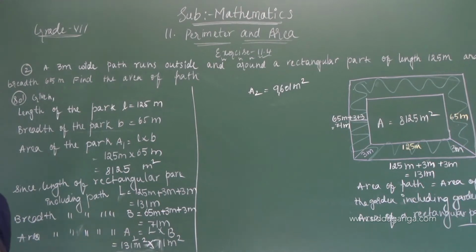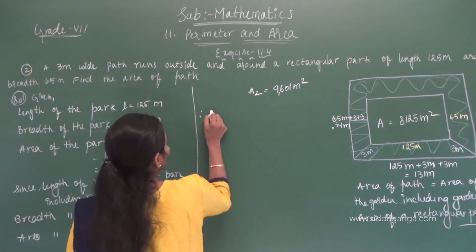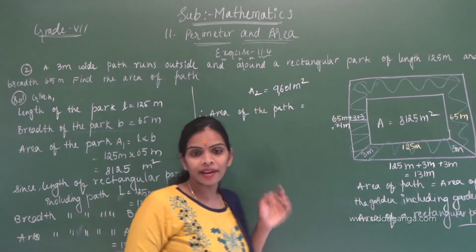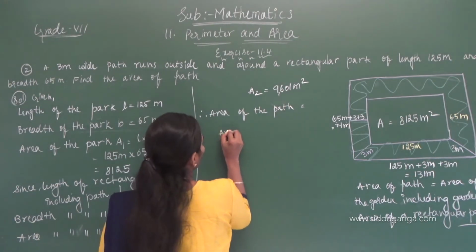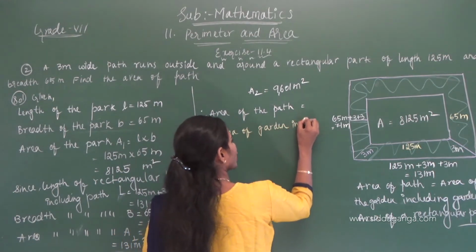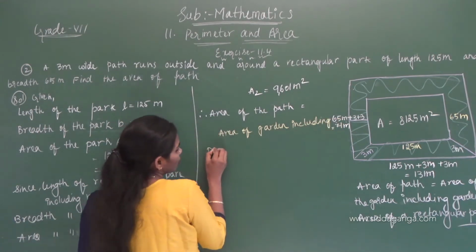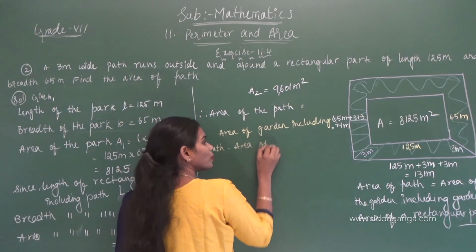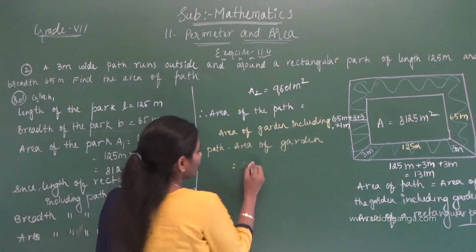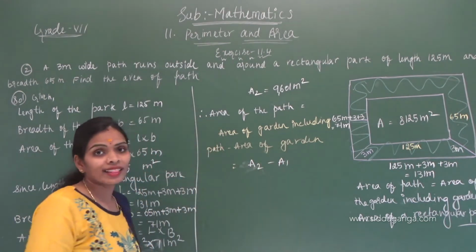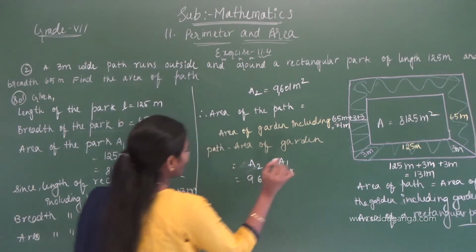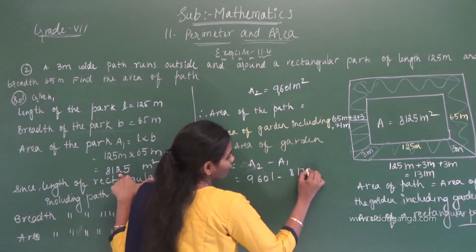And what do we have to find now? Now we have to find the area of the path. Therefore, the area of the path, this definition I have to write here: area of garden including path minus area of rectangular garden equals A2 minus A. What is the value of A2? 9601 minus 8125 meters square.